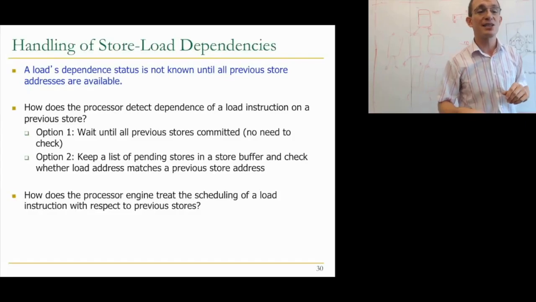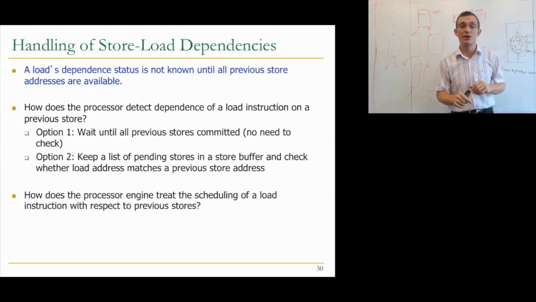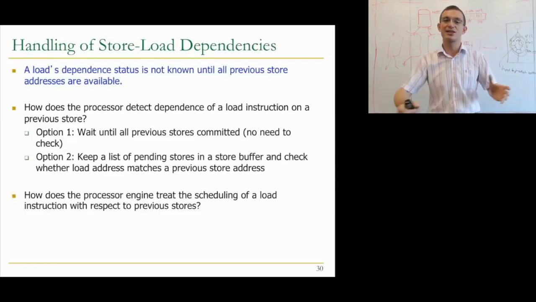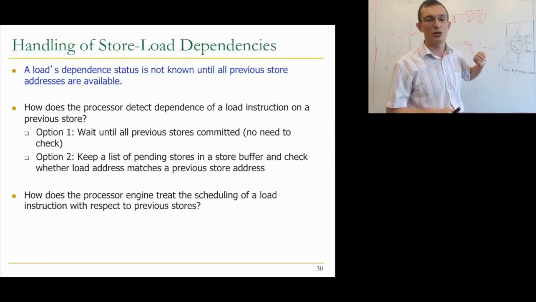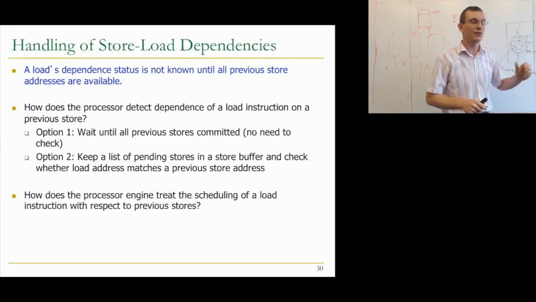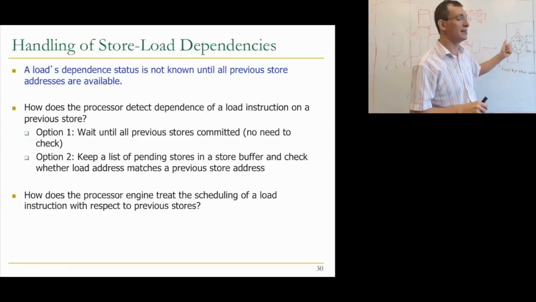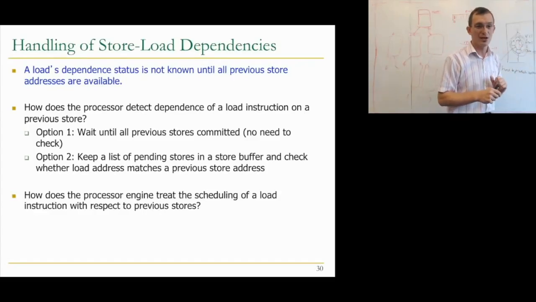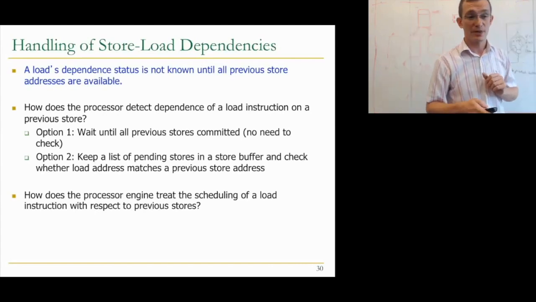The second option is to keep a list of pending stores in a store buffer and check whether a load address actually matches a previous store address. This is the load-store queue that we've discussed earlier in the multi-core lecture. And if you actually take my class 447, its out-of-order execution lecture also discusses the store queue, right? Basically, keep a list of pending stores.